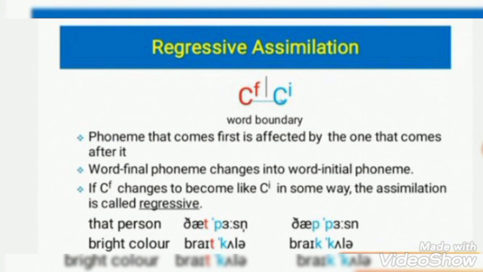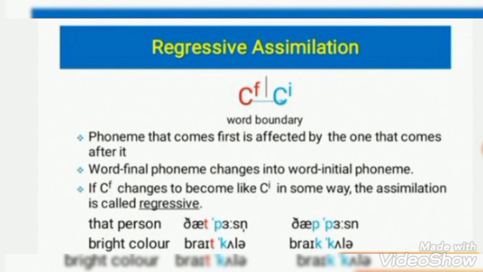As you see, here is a phrase, "that person". These are two words: this is "that" and this is "person". So I also write the phonetic transcription. This is the final consonant, which is written as CF, and it is influenced by the p sound, which is the initial consonant. So in this example, "that person", the t is influenced by and changed into the p sound.